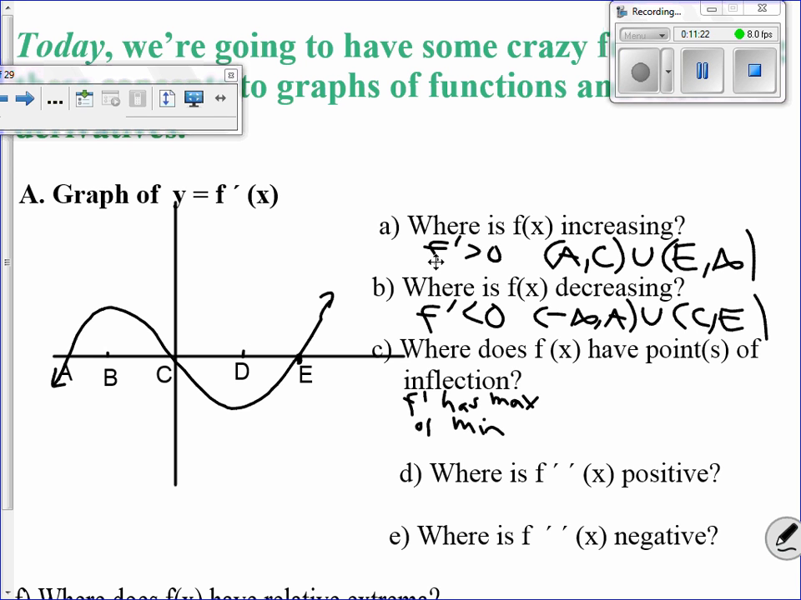X equals B and, for some reason I was hearing E, so B and D. Because this is the first derivative, so the second derivative is changing from positive to negative. Second derivative is changing sign at B and at D. So X equals B, X equals D. You guys see that back there?